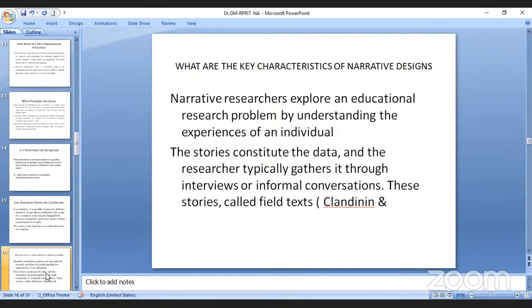So the stories constitute the data, and the researcher typically gathers it through interviews or informal conversations. These stories are called field texts. Everything will be recorded and documented in written form.